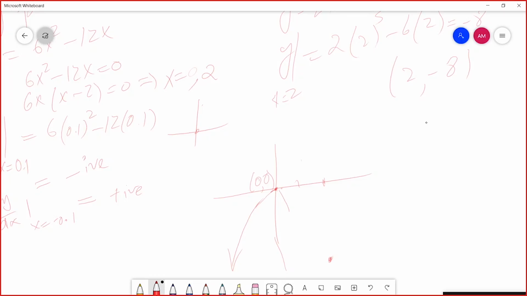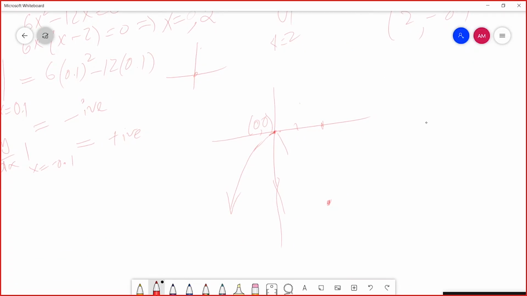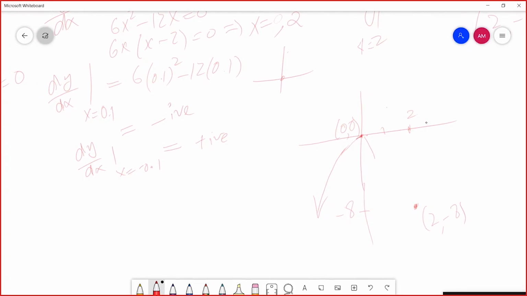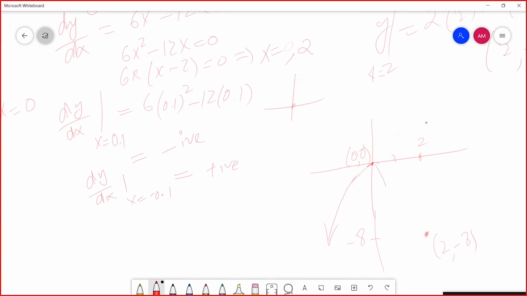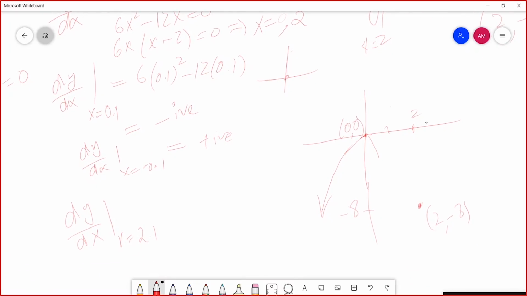Are you good with this? I put this as minus 8, and this is 2, so this is 2 comma minus 8. Now we have to see whether it is a minima or a maxima. We checked 0, 0, and that was the maxima. Now we check this point: dy upon dx at x is equal to 2.1, for example. I leave it to you as an assignment.